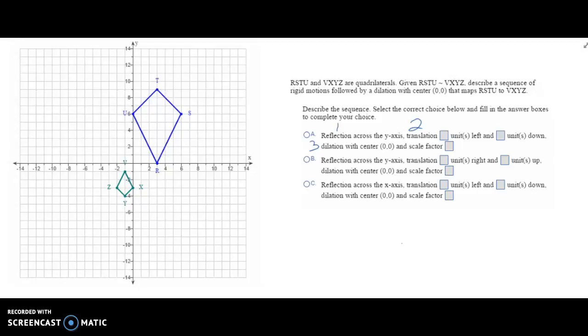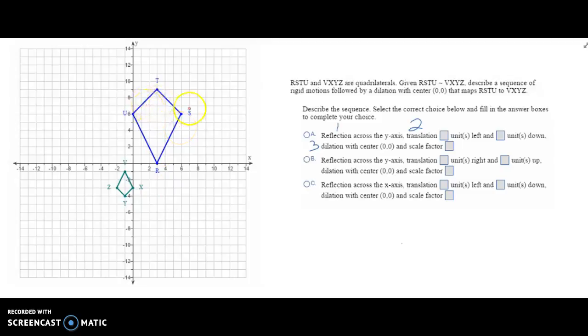The first thing I'm going to do is see if I reflect, which way do I want to reflect? If I reflect across the y-axis, it's going to land somewhere in here. But you can see that that is facing the wrong direction. So I know I cannot reflect there. I want to reflect from here across the x-axis because then it will face the right direction.